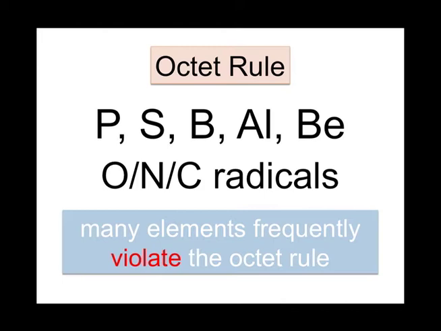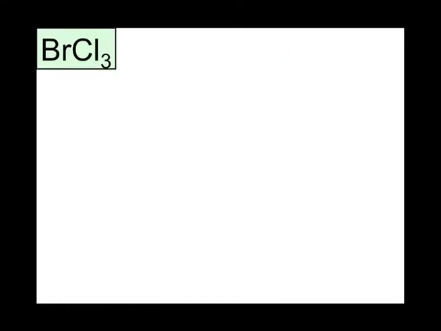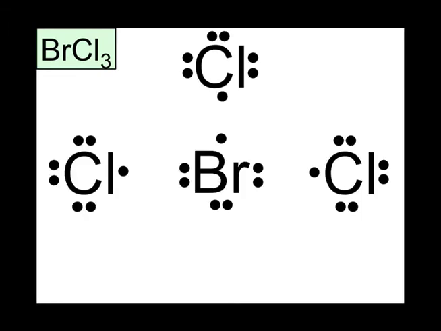This won't be too hard if we simply recall which elements are more likely to violate the octet rule, and we try to give an octet to as many atoms in the structure as possible. Take BrCl3 for example. Let's start just like we would with any other structure and draw all the atoms with their valence electrons. Each of these atoms has 7, and bromine is most likely to be the central atom.